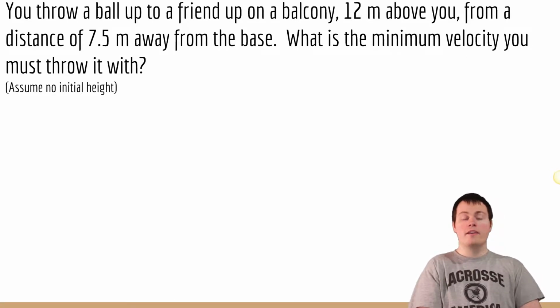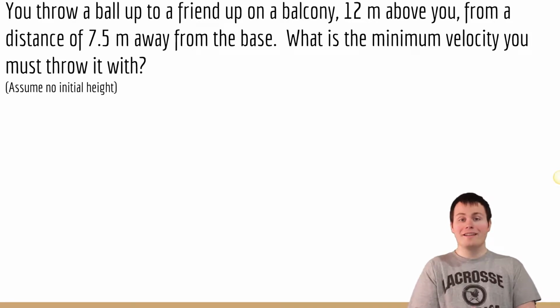Today we're going to do a projectile motion problem where we're only looking at the first half of the parabola, the part that's going up. You throw a ball up to a friend on a balcony who's 12 meters above you, and you're standing 7.5 meters away from the bottom. We want to know what is the minimum velocity that you must throw it with. So go ahead, pause the video, try it by yourself, and when you're ready, I'll show you how I did it.